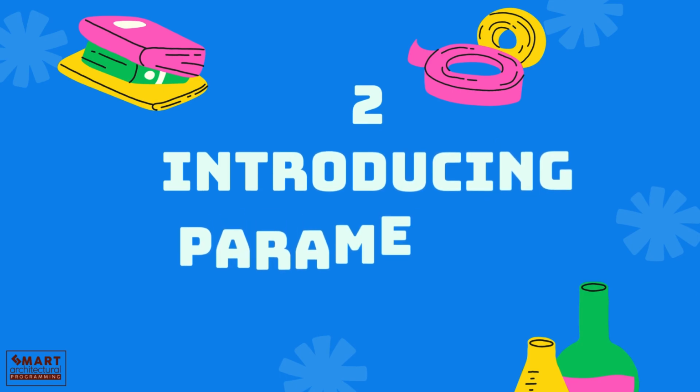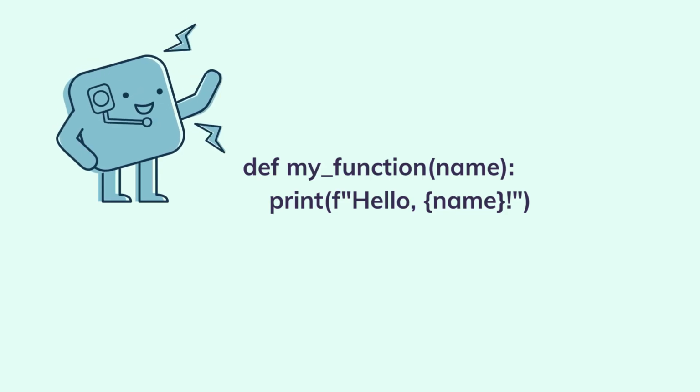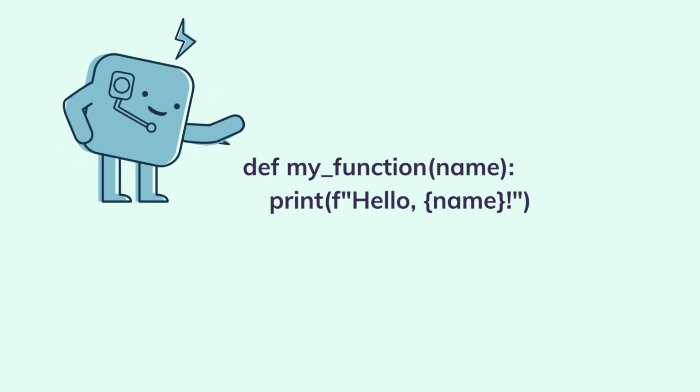Parameters are variables listed inside the parentheses in the function definition. They are placeholders for the data you can pass into the function. Let's add a parameter to our function. def my_function(name): print(f"Hello, {name}"). Now, let's call the function by passing an argument.